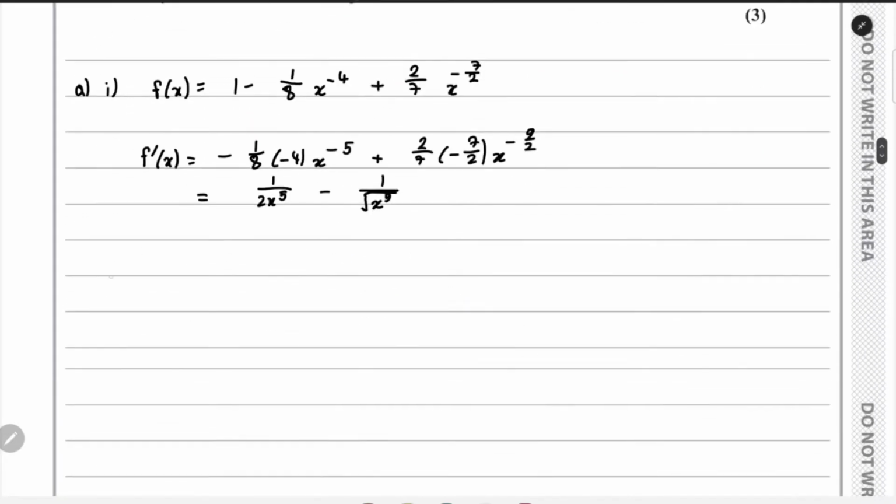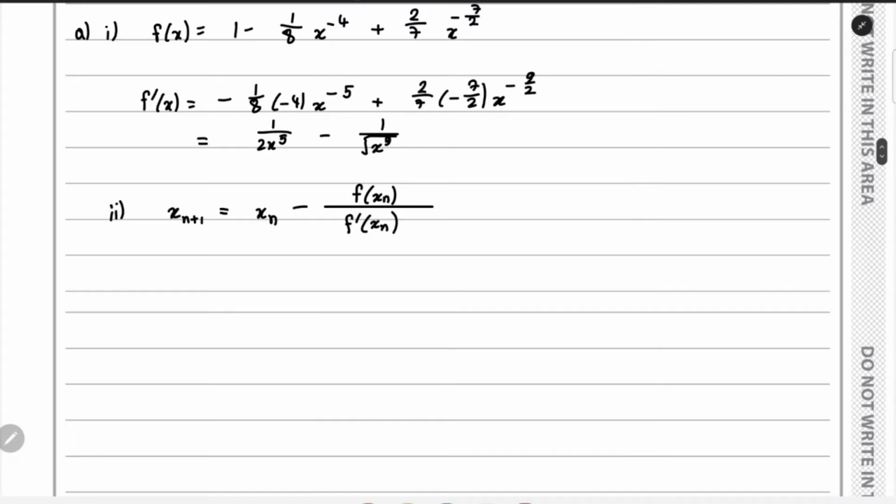So the formula for the Newton-Raphson process is, here our n plus 1th approximate will be the value of the previous approximation minus f of that approximation value, so this value, divided by the derivative of the function at that value. So this is the Newton-Raphson process method.